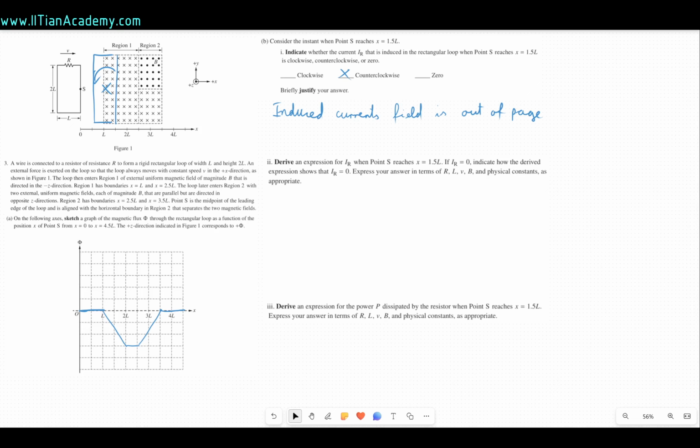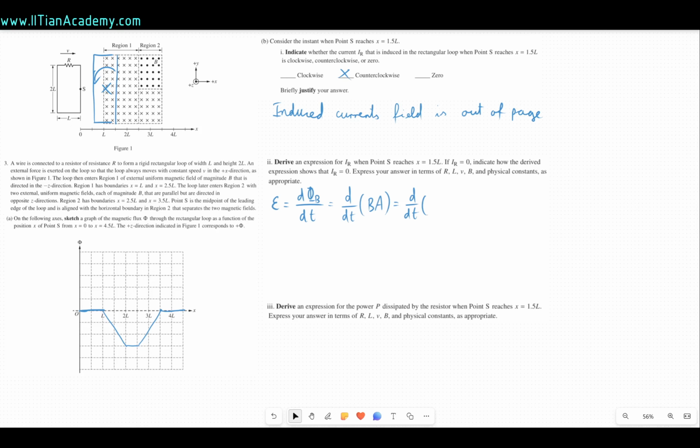And then in part 2, we need to derive an expression for the current that is induced. So what we know is that according to Faraday's law, EMF is the rate of change of the magnetic flux. So we could say the derivative of flux. And well, flux here is simply the magnetic field times the area that is inside of the field.